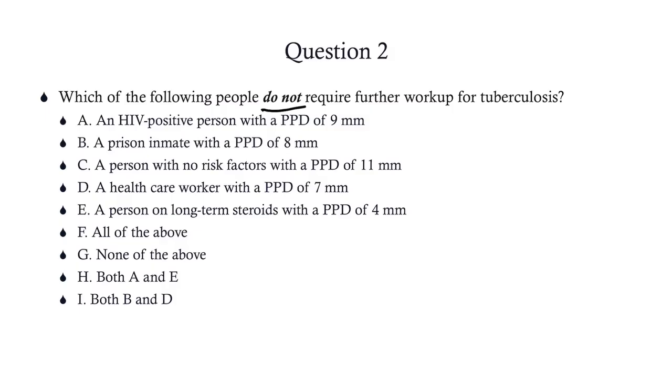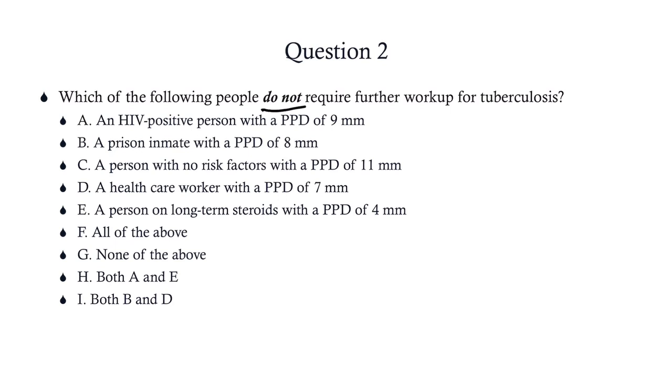All right, let's move on to question 2. Which of the following people do not require further workup for tuberculosis? A, an HIV positive person with a PPD, i.e. a Mantoux test of 9 millimeters. B, a prison inmate with 8 millimeters. C, a person with no risk factors with a PPD of 11 millimeters. D, a healthcare worker at 7 millimeters.